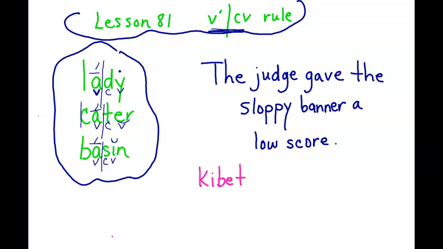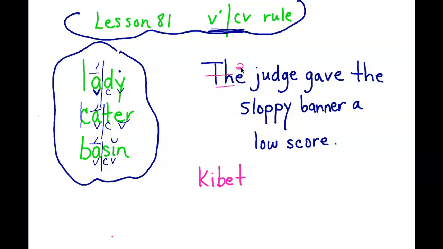Okay, let's code this word. I'm going to code it in pink. We have the judge gave the sloppy banner a low score. So we have the. And that TH has that sound that tickles your tongue. Remember, we're going to cross it out. We have a digraph TH, but we cross out that because of the sound there. We're going to make a schwa over the E.